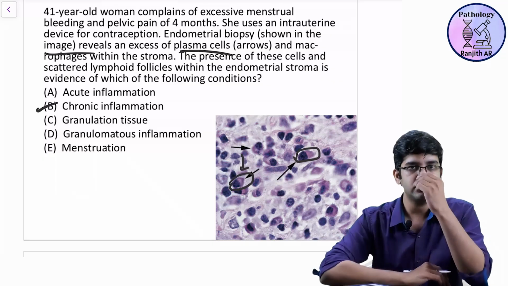Chronic. Why didn't I write granulomatous? Granulomatous inflammation is when I see a granuloma. I'm not seeing a granuloma. I'm seeing lymphocytes and plasma cells. I'm just going to call it chronic. Unless and until you see a granuloma, you cannot call it granulomatous inflammation. Period. Right? It's just a chronic inflammation. I just put in a question so that you don't get confused. That's all. Okay.